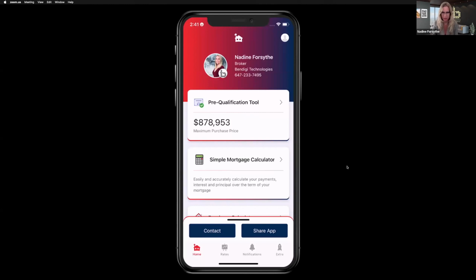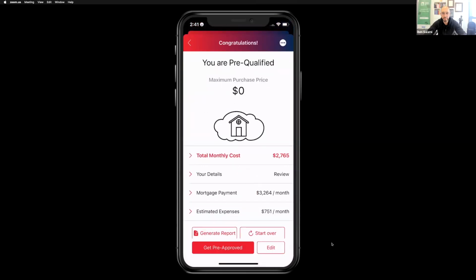So on the screen, I have the consumer version of the app. So this would be how it looks when you, as a broker or agent, share the app with a client. In fact, Ben, if I could get you to help me out and be the client, because I really want to show people how easy it is for a client to become pre-qualified right from home using the tool that their mortgage agent has provided for them. Absolutely, Nadine. I'll do that. So I'm going to pretend that this is my phone and I'm using it at the comfort of my couch.